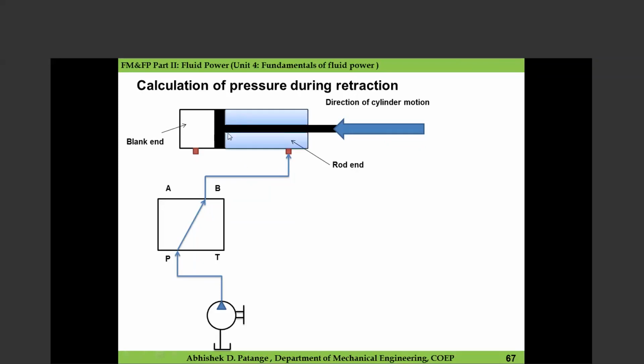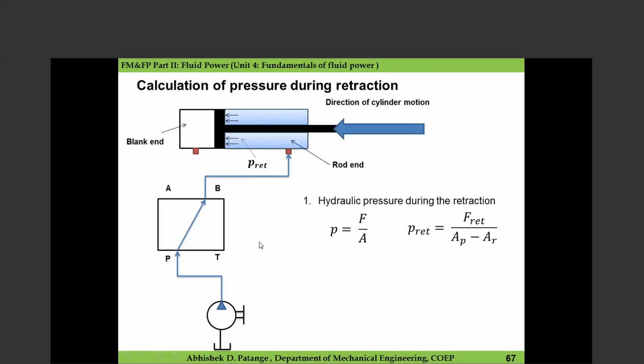The direction of the cylinder motion or the cylinder force is shown by these arrows, which is considered to be the pressure of retraction. We have already established the relationship between pressure, force and area. So this P will be replaced by P retraction, force will be replaced by force of retraction, and area is replaced by area of piston minus area of connecting rod. Since the liquid is entering from the rod end side, the rod end area can be calculated as area of piston minus area of connecting rod. So that is why A has been replaced with this particular term.